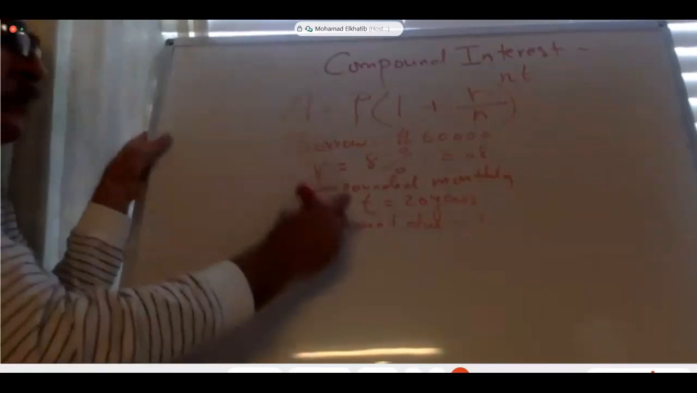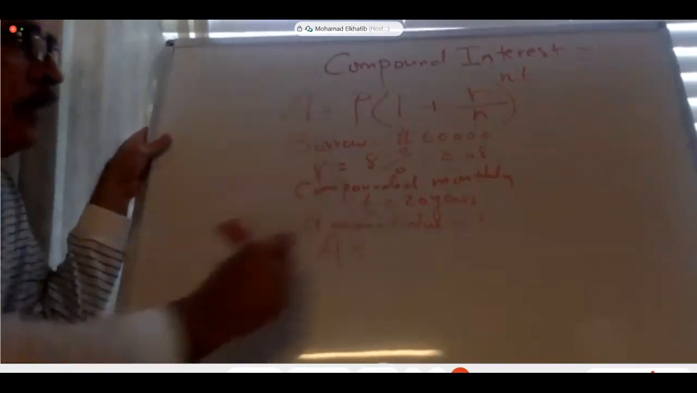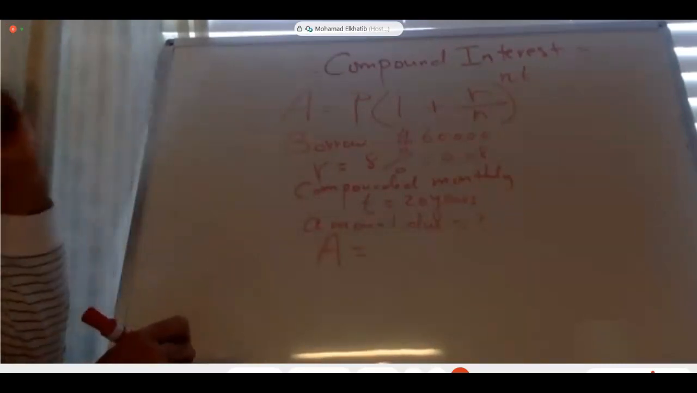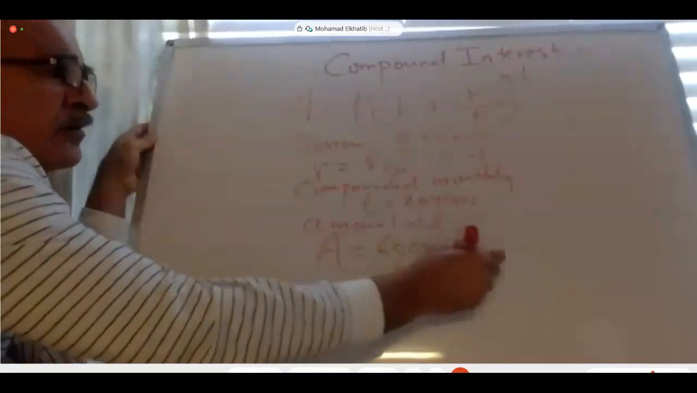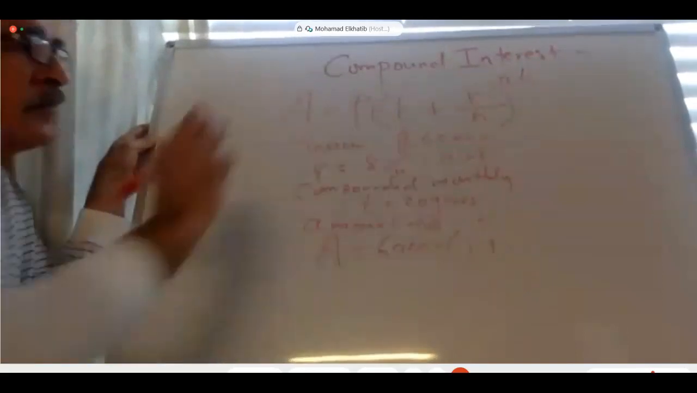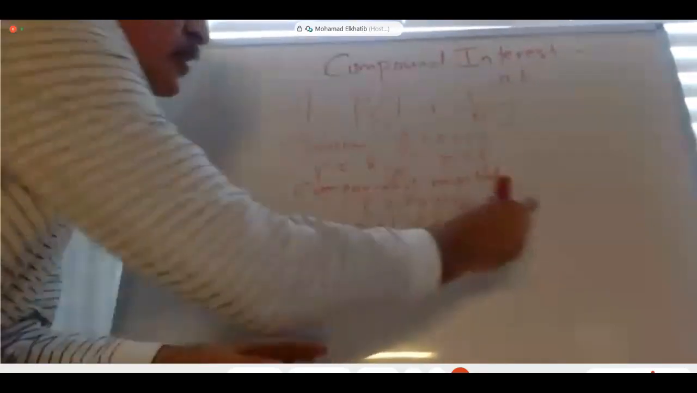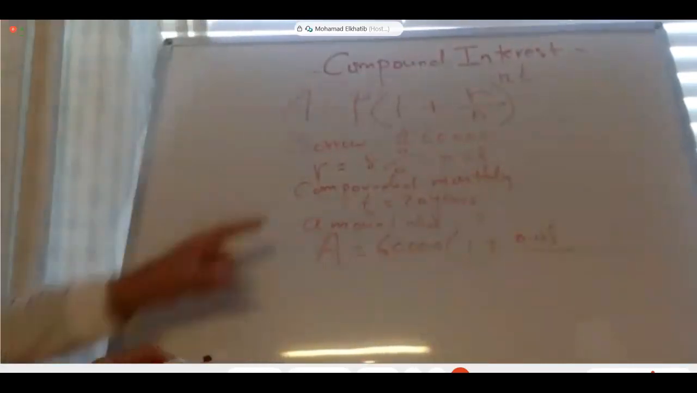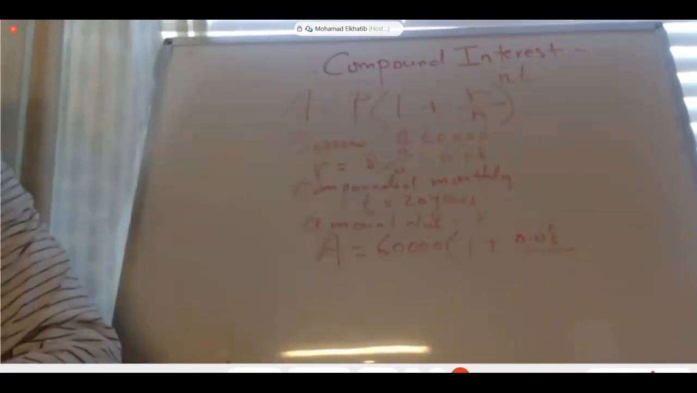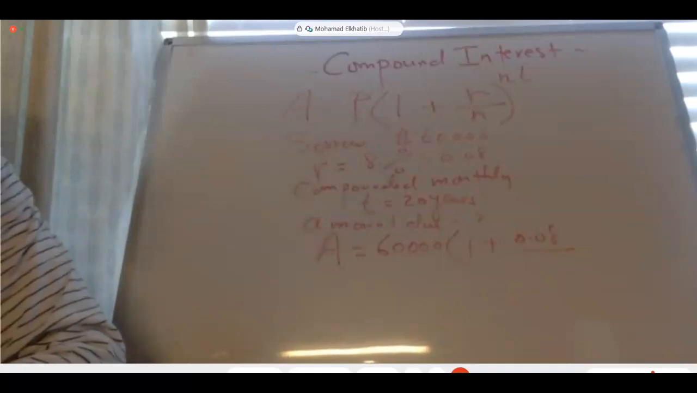All right, so let's use the formula. A is the amount due. P is how much did I borrow? I borrowed $60,000 to finish my college. What's the interest rate? 0.08. N is compounded monthly. Look at the notes you copied.